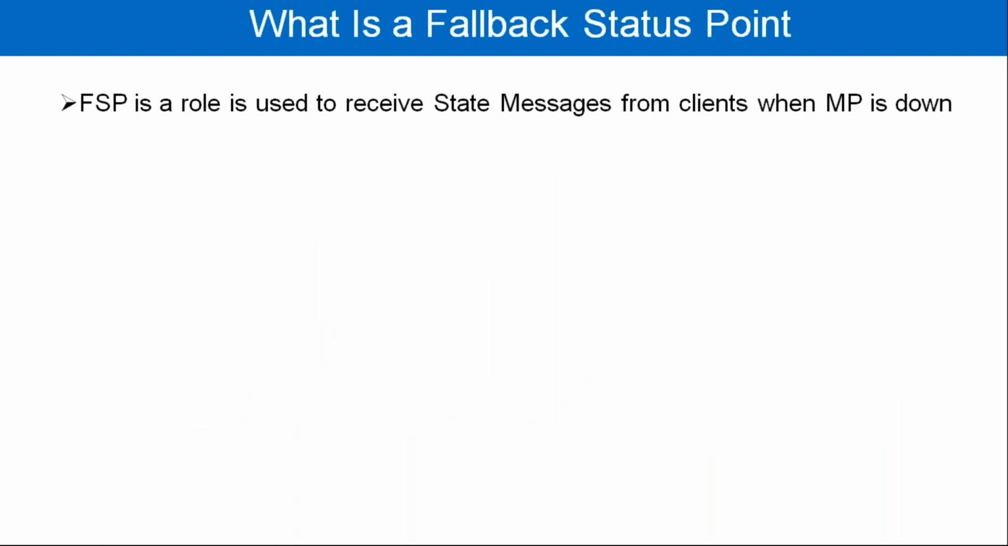Now, the fourth role is fallback status point. Fallback status point is like an alternate method of communication. In case something is not working, then fallback status point comes into the picture. So fallback status point is a role to receive state messages from client computers when the MP is down. When the management point is not working, for example, the management point is down, devices will not be able to take any policies from that management point server because it is down.